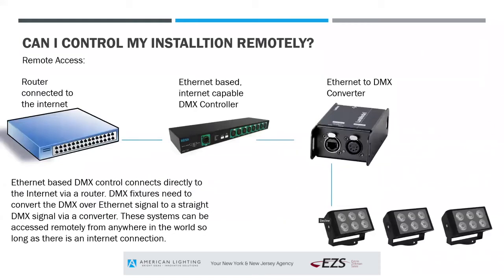Yes, you can also control your fixtures remotely through the internet. You have to have an Ethernet-based DMX control system that would connect to a router that's connected to the internet. If it's not an Ethernet-based DMX fixture, you may need a converter to convert the Ethernet signal to a DMX signal out to your fixtures. But yes, you can control these types of applications generally through an IP address. So you use an IP address on your phone, and you can do things like triggering shows.